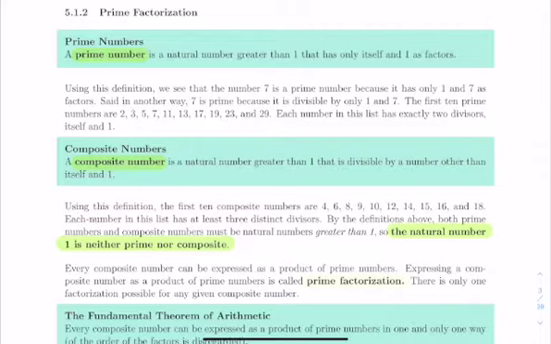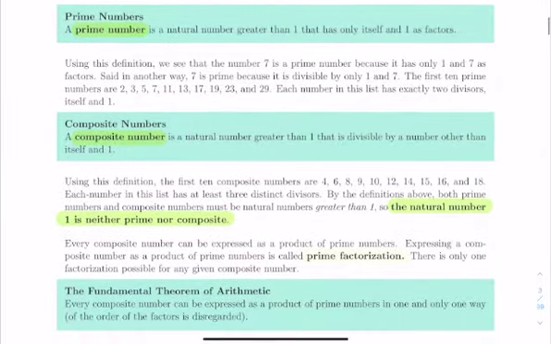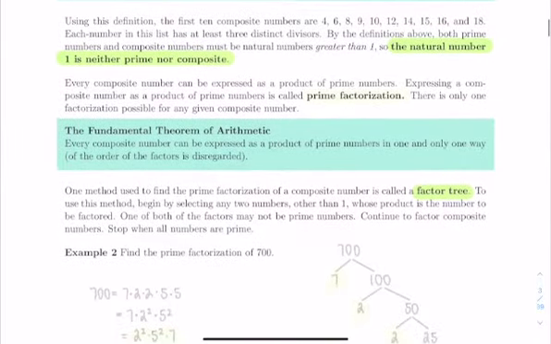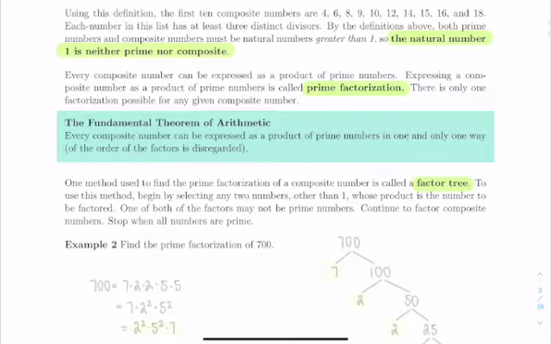Every composite number can be expressed as a product of prime numbers. Expressing a composite number as a product of prime numbers is called a prime factorization. There is only one factorization possible for any given composite number. So the fundamental theorem of arithmetic says that every composite number can be expressed as a product of prime numbers in one and only one way. The order of the factors is disregarded.